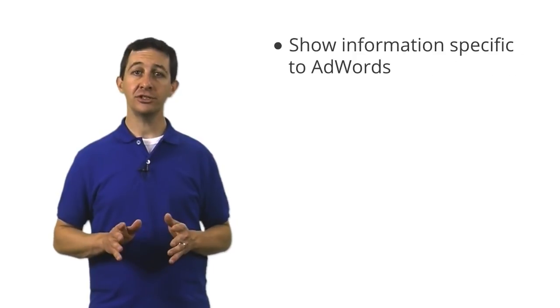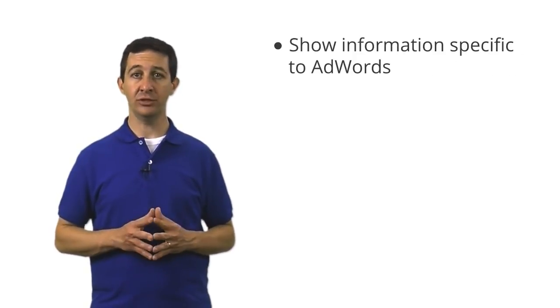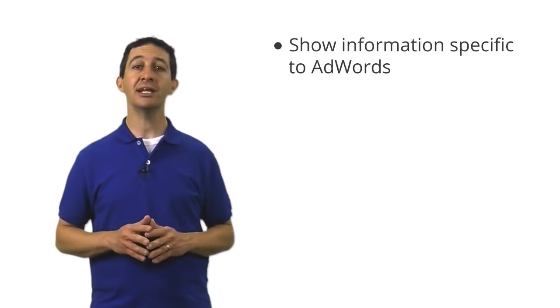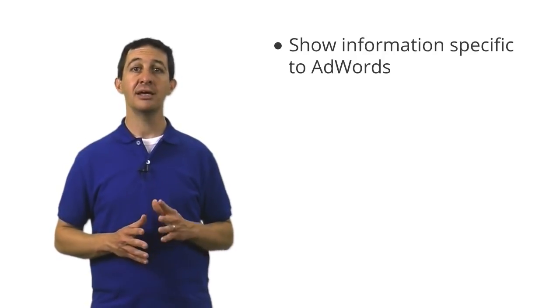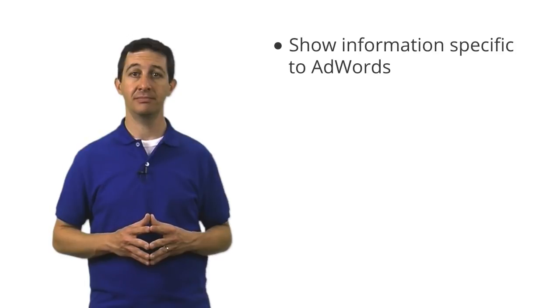The AdWords reports are all about your Google AdWords performance. These reports differ from other acquisition reports in two ways. First, they show you information that's specific to AdWords. For example, you can analyze how AdWords settings, like match type and geographic targeting, impact campaign performance.